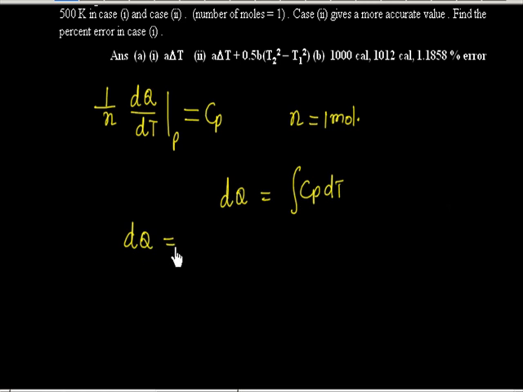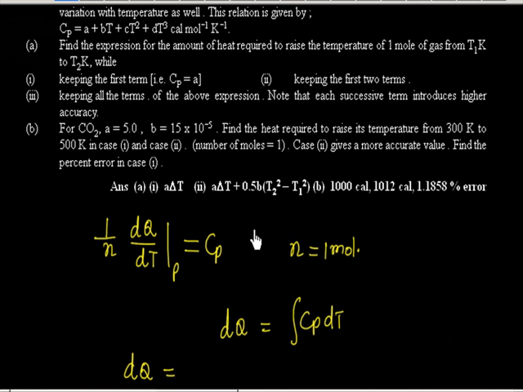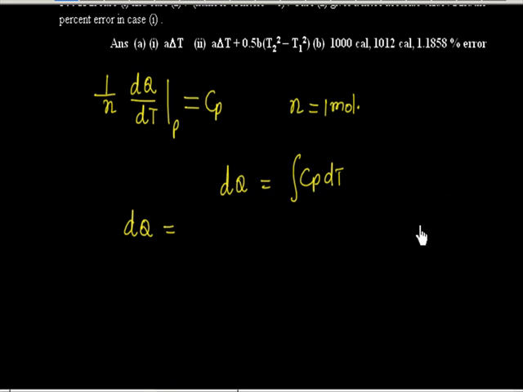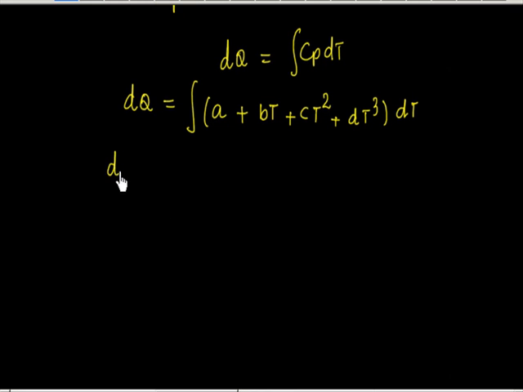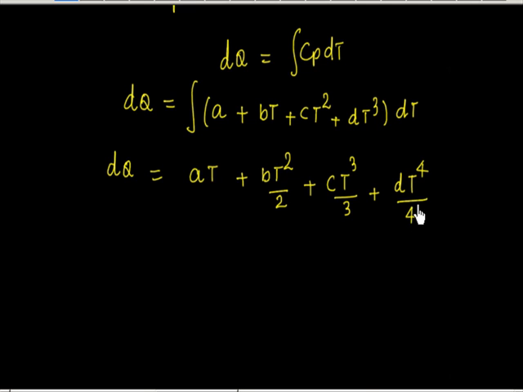So dq is equal to Cp dT, and Cp is given as a plus bT plus cT square plus dT cube, multiplied by dT, and then you integrate this. If you do this integration, dq will be aT plus bT square by 2 plus cT cube by 3 plus dT to the power 4 by 4. So this is the integration. Are you getting?